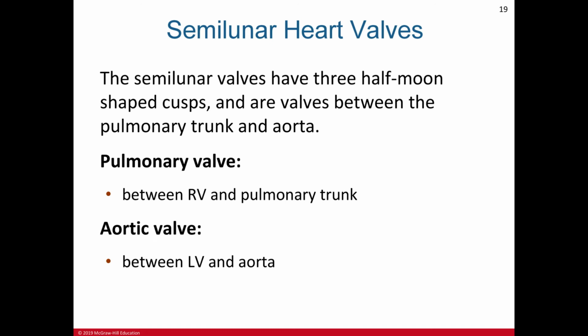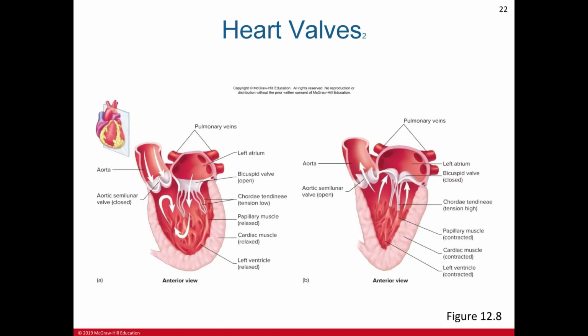Similar to the atrioventricular valves, we also have the semilunar heart valves, which have three half-moon shaped cusps and are valves between the ventricles and the pulmonary trunk and aorta. Specifically, the valve between the right ventricle and the pulmonary trunk is called the pulmonary valve, while the valve between the left ventricle and the aorta is the aortic valve.